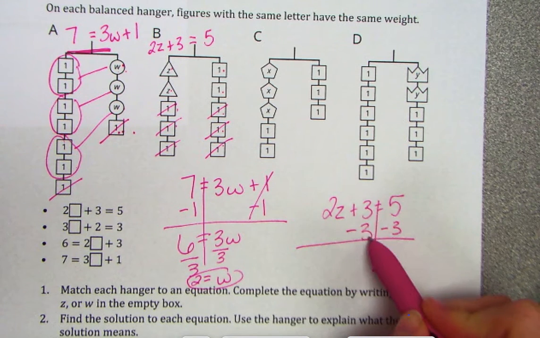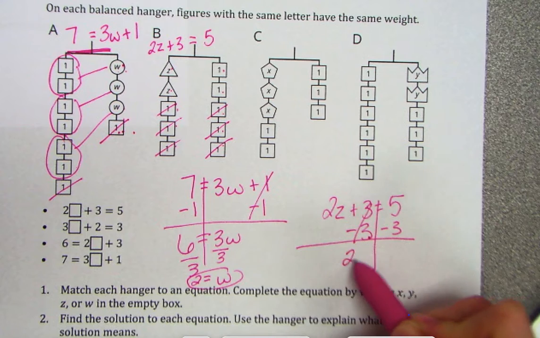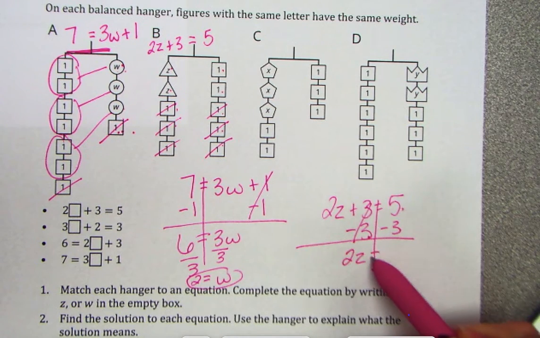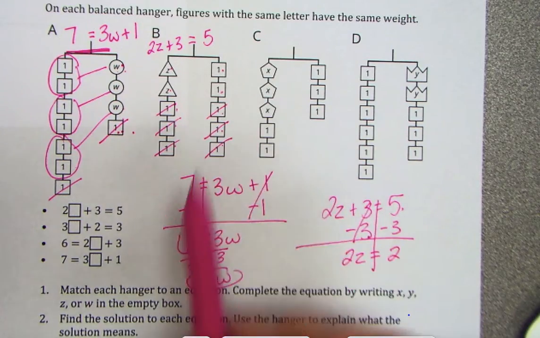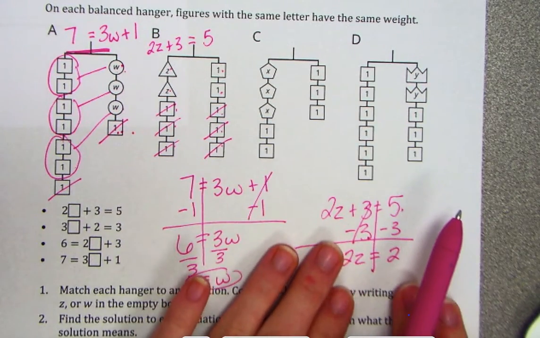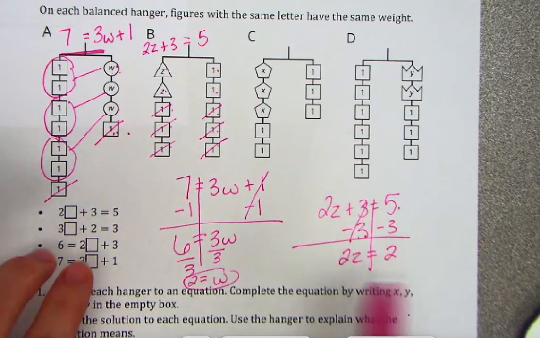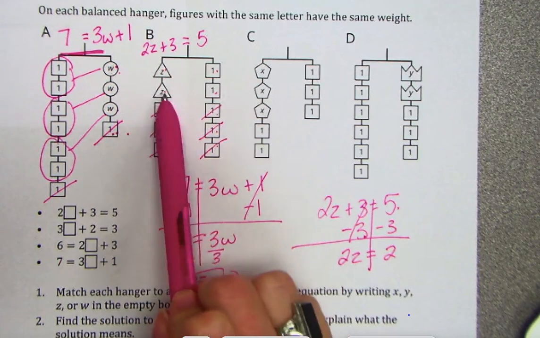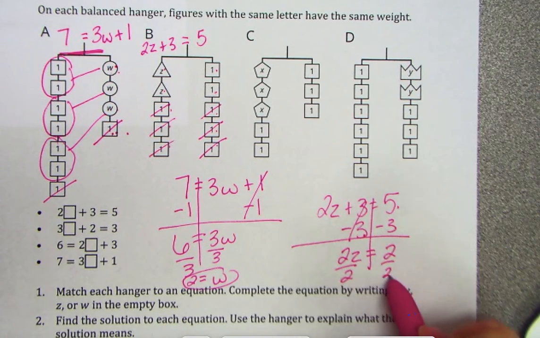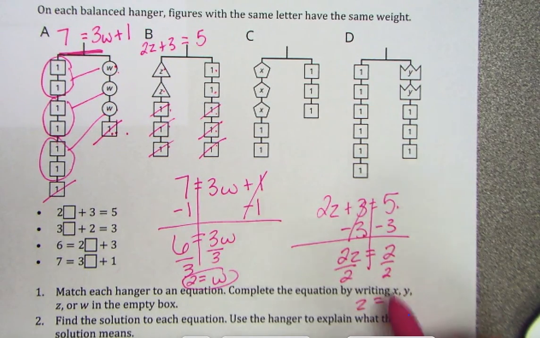I'm going to take away 3 here. I'm left with my 2 Z's. I'm going to take away 3 here. I'm left with 2 ones. So I'm just showing you how the hanger matches the algebraic way. Okay? So 1Z has to equal what? 1, right? If I divide that into halves or divide by 2, Z equals 1.